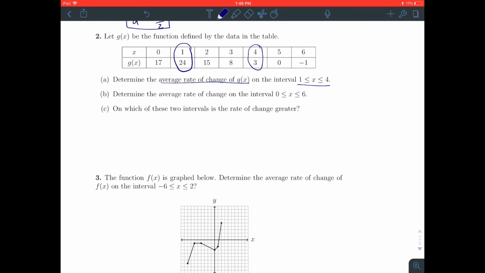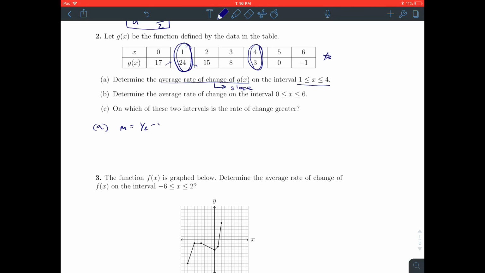One of the most important things we talked about in class today is that average rate of change actually just means slope. Even though this function g of x is not linear, sometimes it goes up, sometimes it goes down, we're still going to apply that idea of slope to the 2 values that we circled, or the 2 points that we circled.